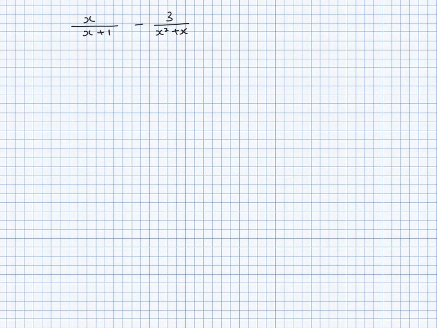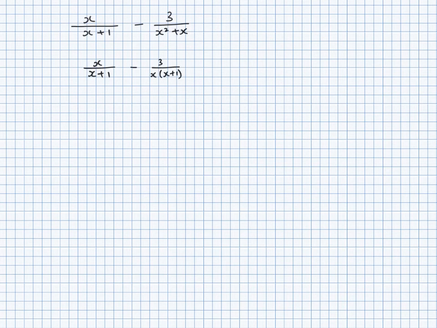Here's an example where you can make extra work for yourself if you don't spot something. So here what we've got is, in the denominator here I've got x plus 1, and the denominator here I've got x squared plus x. Now this factorizes. Let's see what happens when this factorizes. So I'm just going to rewrite the whole thing. So we've got x over x plus 1, take away. So now I'm going to factorize this denominator. We're going to have 3 over x times x plus 1.